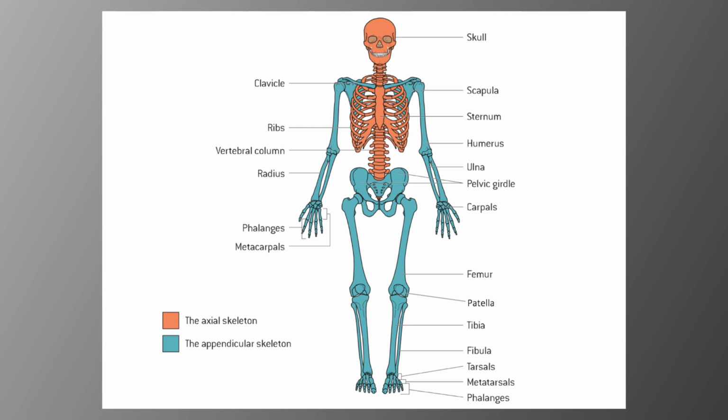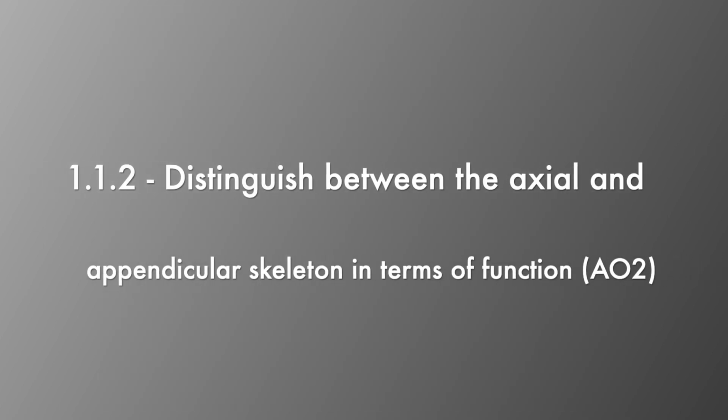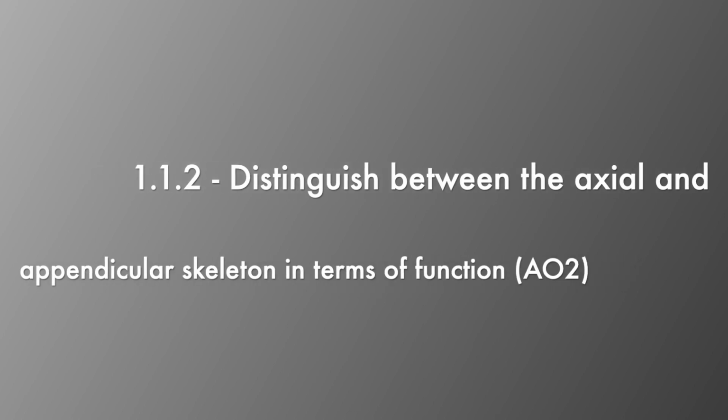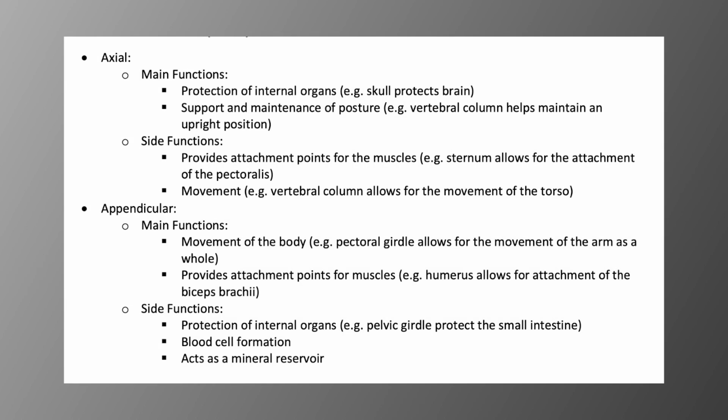Now that we know the bones, let's dive into their functions by distinguishing them. The axial skeleton primarily protects internal organs and supports posture. It also provides attachment points for muscles and allows movement. Meanwhile, the appendicular skeleton's main functions are body movement and muscle attachment. It also plays a role in protecting internal organs, blood cell formation, and acting as a mineral reservoir.